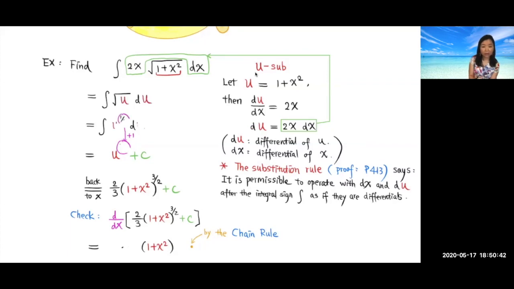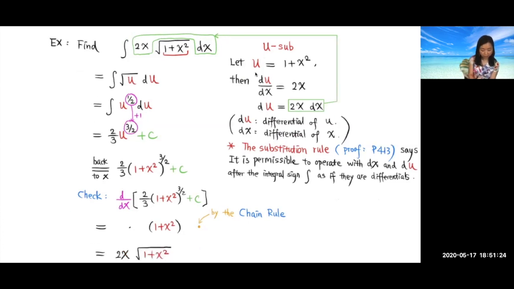Now let's rewrite this square root of u in power form. In power form it will be u to the 1/2 power. Now we know how to find the antiderivative of u to the 1/2 power with respect to u. The power rule says when you take the antiderivative, we increase the exponent by 1 and then divide by the new exponent, or in other words, multiply by the reciprocal of the exponent. So this will be that.